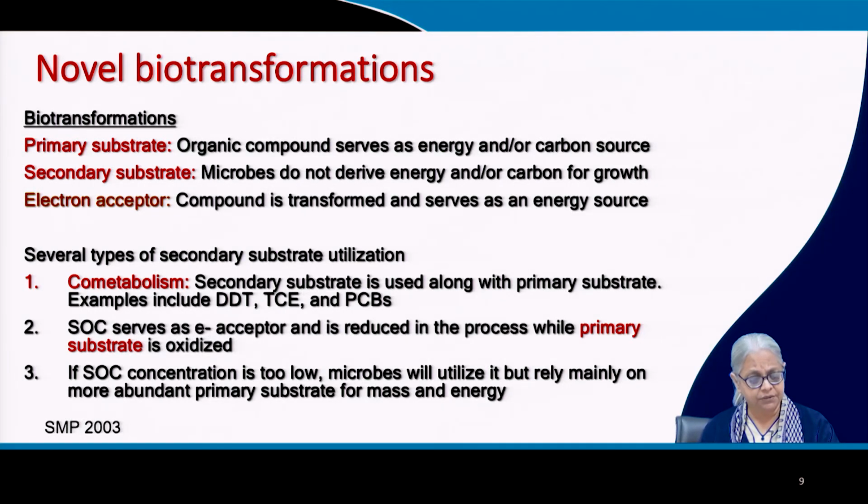The SOC can serve as an electron acceptor and it will be reduced in the process while the primary substrate is oxidized. If the concentration is too low, the microbes will utilize it, maybe as a primary substrate, but it's going to be called a secondary substrate because they're not really utilizing it for creating biomass and energy. So it will get utilized, but as a secondary substrate.